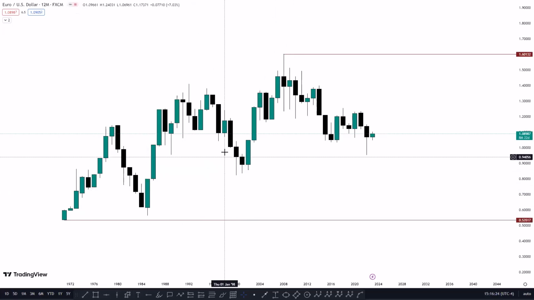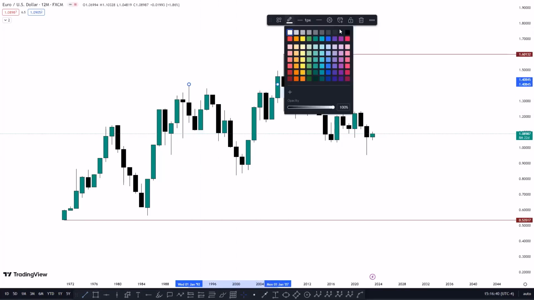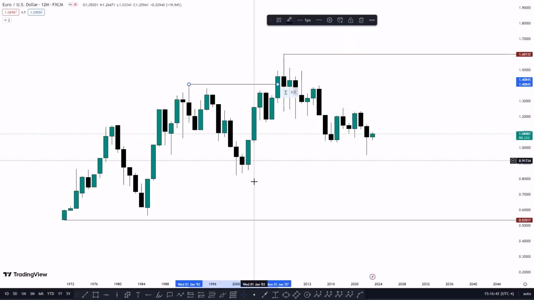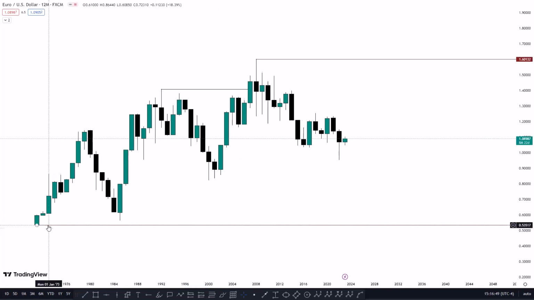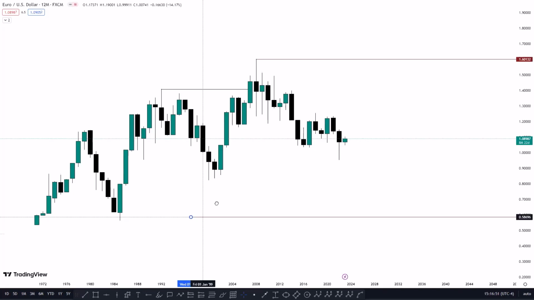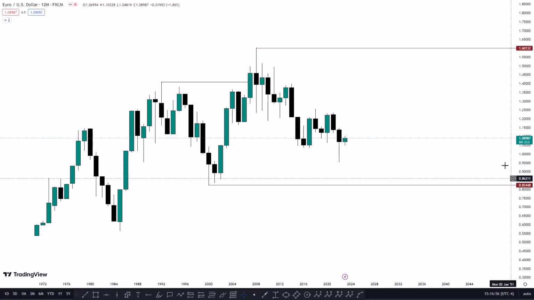So from this structure, you look where you have a recent break of structure from here all the way here. This is your recent break of structure, meaning we are bullish on Euro USD, and our trading range now is this one.